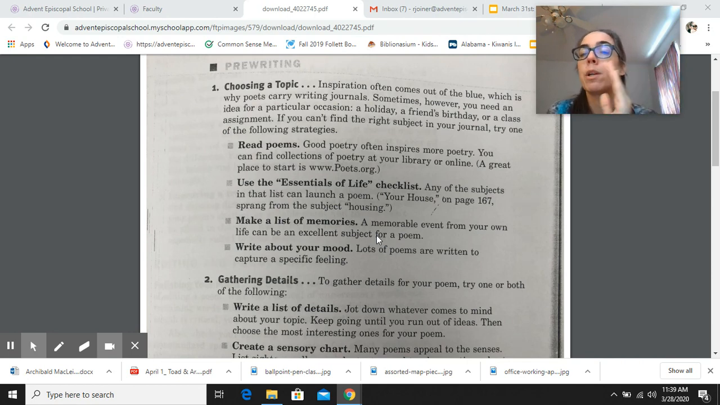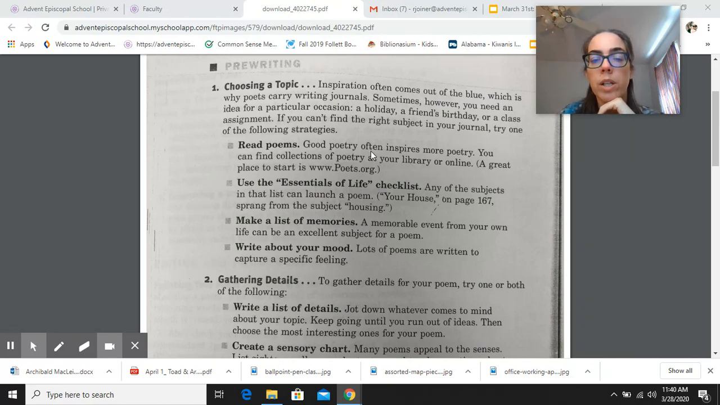Reading poetry inspires poetry. Reading books inspires prose. Period. It just does. It's like the number one thing that writers do besides write is they read. They go together. And if you want to look, it says a great place to start is poets.org. It's where I get a lot of poetry. Granted, you have to understand that some of the poetry is not meant for kids. So be aware when you're there.